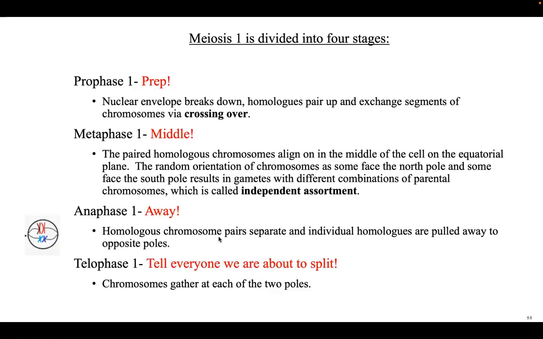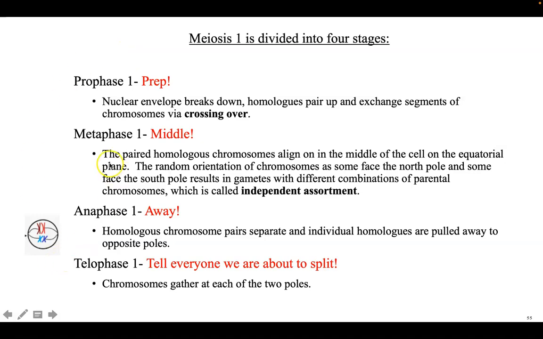So then it's time to enter meiosis. And meiosis 1, which is the first half of meiosis, is divided into 4 stages, conveniently with the same name as the steps that we had in mitosis. So we've got our PMAT, where prophase 1 is where we're prepping. Metaphase 1 is where our homologous chromosomes are coming to the middle. Anaphase 1, those chromosomes are being pulled to opposite sides of the cell, opposite poles of the cell. And telophase 1, or you could think, tell everyone we're about to split, because the chromosomes are gathering at each of the 2 poles before cytokinesis.